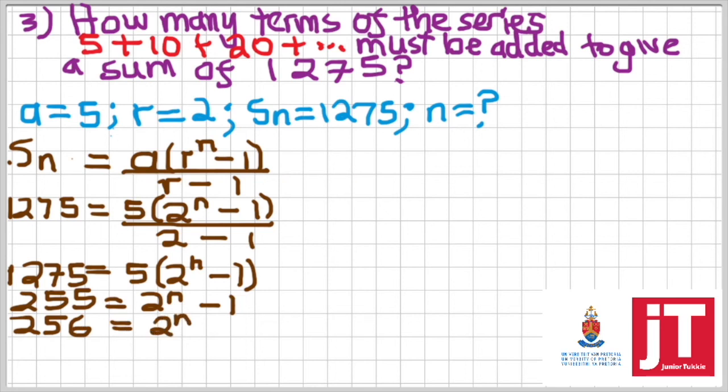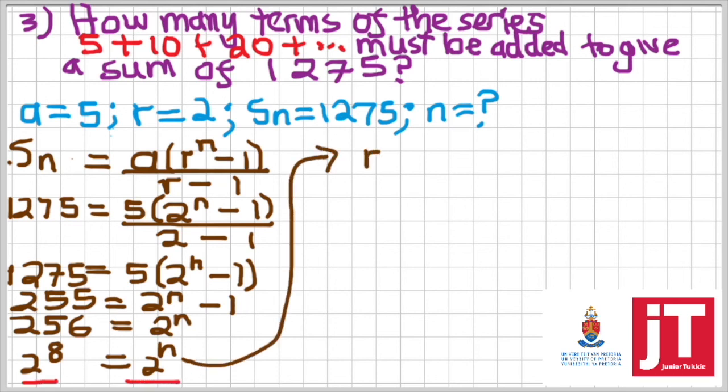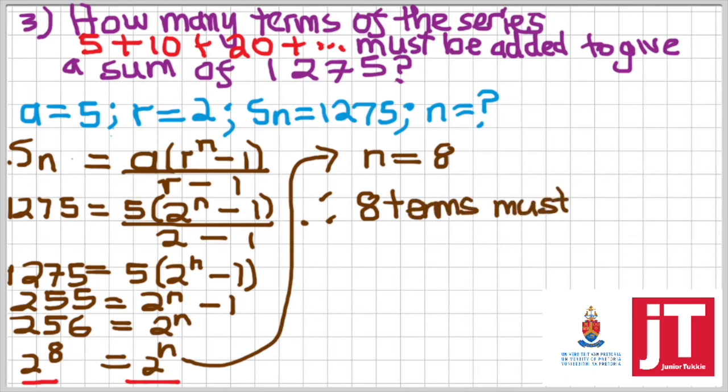Making sure that the bases are the same on both sides. One could opt to use logs here. I'm choosing exponents, so I'll get 2 to the power 8 is equal to 2 to the power n. Therefore, the bases are the same on both sides. That means I can immediately equate the exponents to get my n being equal to 8. That means I must add 8 terms to get that. So you can conclude to say 8 terms must be added to give a value of 1,275.